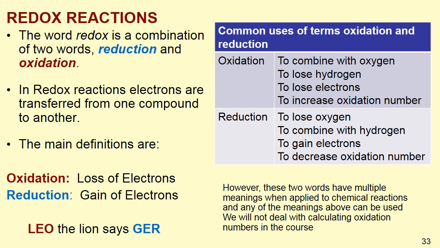An important thing to remember is that they have to combine. You have to have both of them in order for a redox reaction to take place. So you have to have oxidation and you have to have reduction, because the electrons have to have somewhere to come from and somewhere to go to.